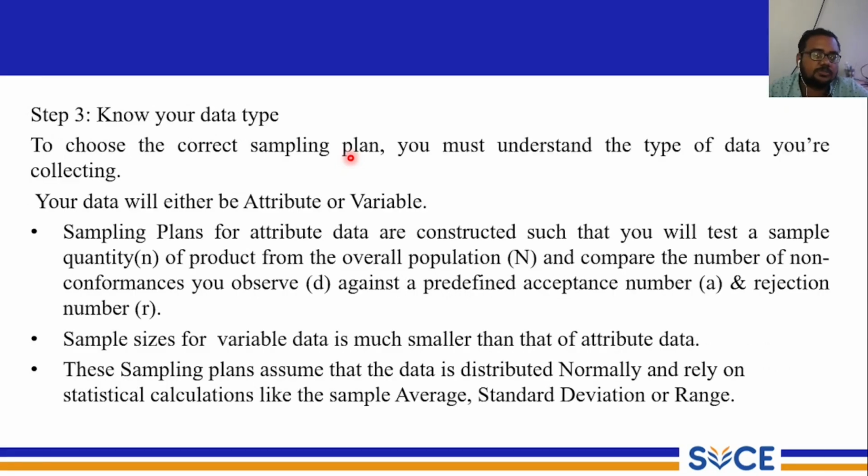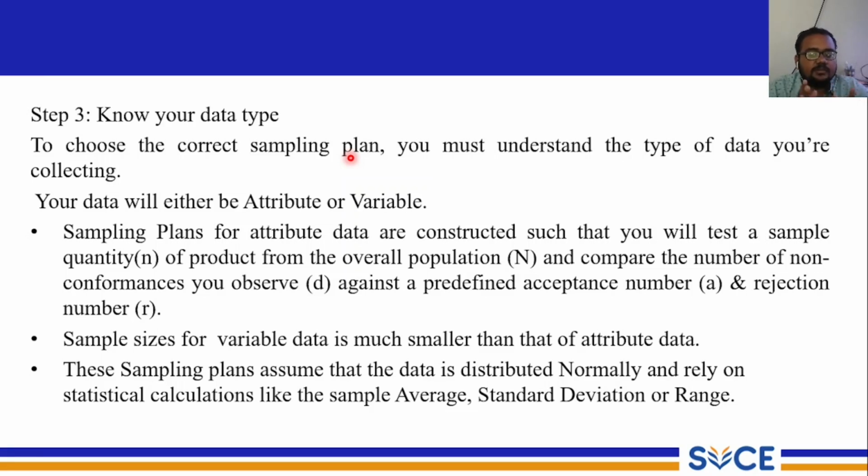Once that is done, the third one is you have to choose the type of data. Is it variable data or attribute data for a particular sample? And then you determine the overall population, the capital N, and from that you determine the sample size, small n. And again you fix up your defective rates D, and the acceptance number A, which we also call C, right? And the rejection number R is also to be determined.